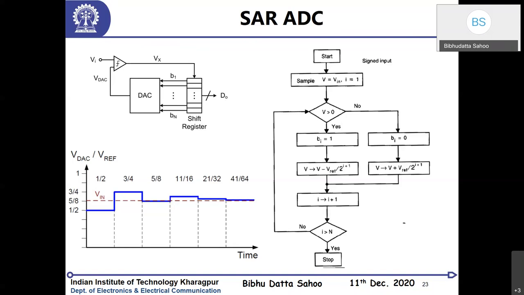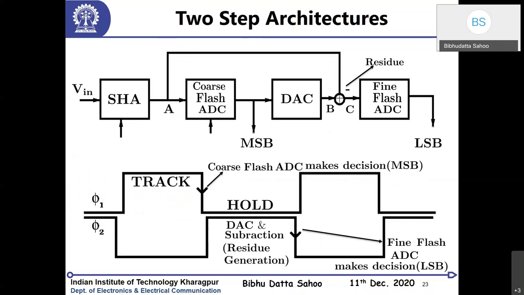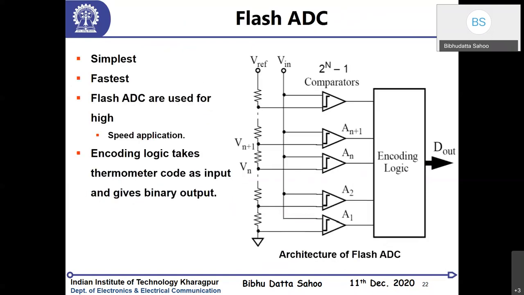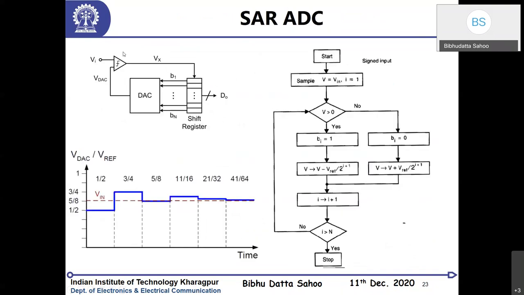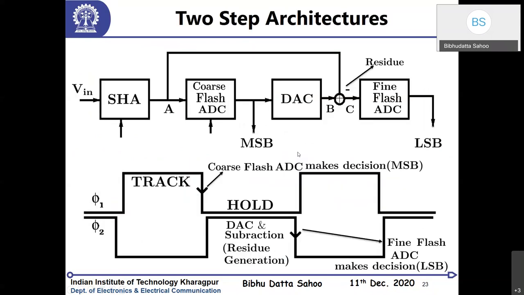Flash ADC, instantly it digitizes. That's why it's called a flash ADC. In one instant, it digitizes. Successive approximation register takes n cycles to resolve n bits. So now, as you can see, the flash ADC requires 2 to the power of n minus 1 comparators if n is the resolution of the ADC. Successive approximation register requires 1 comparator. So when we reduce the number of comparators, you need more cycles. Now a two-step architecture is a balance between the two.